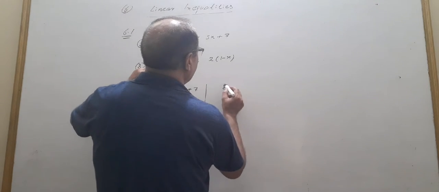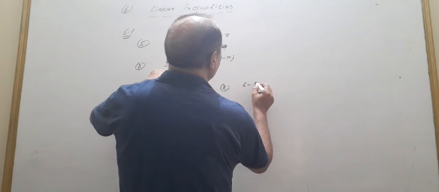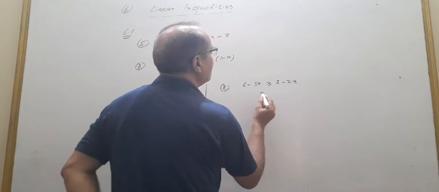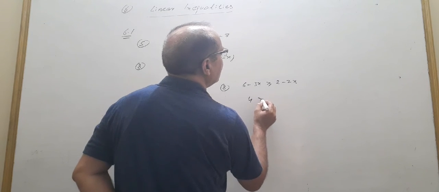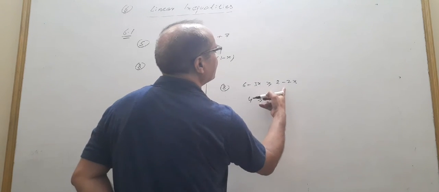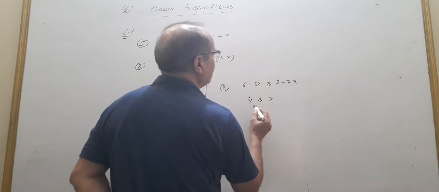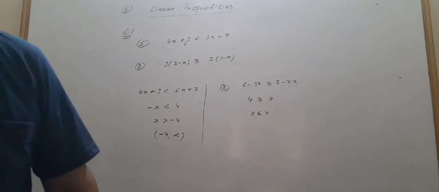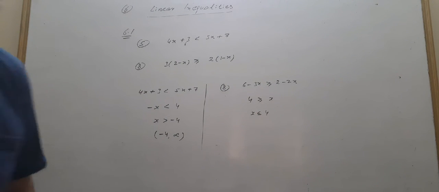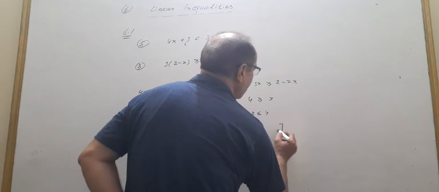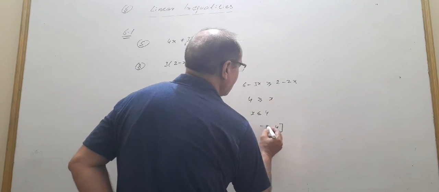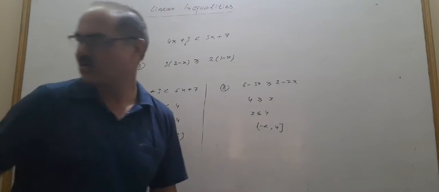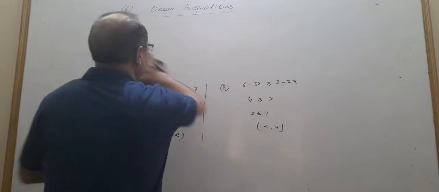See, in question number 8, 6 minus 3x is greater than equal to 2 minus 2x. So 4 is greater than equal to x. Okay, by shifting, what is x? x is less than equal to 4, means 4 is greater than equal to x. Now less than equal to 4 means the sign of equality is there, and less than, that is up to minus infinity. At infinity we always have an open bracket. Okay, so this is question number 8.